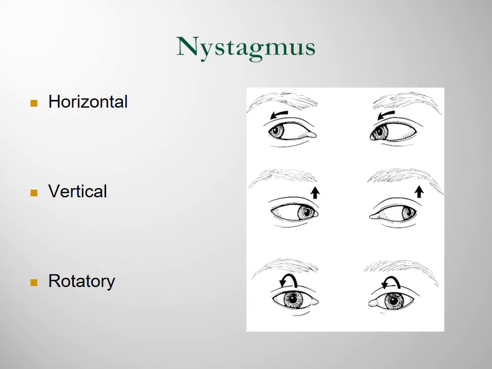The type of nystagmus, horizontal, vertical, rotatory, will help us to locate the side of lesion if it is horizontal and it is peripheral, and also to indicate if there is a possibility of central lesion if it is vertical, and some types of rotatory nystagmus.